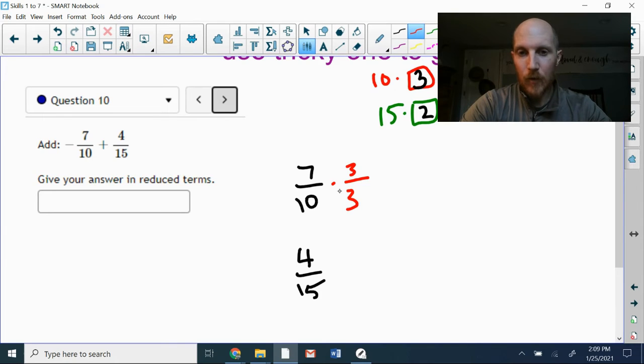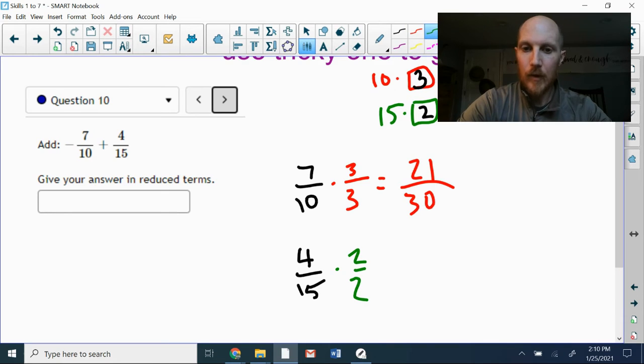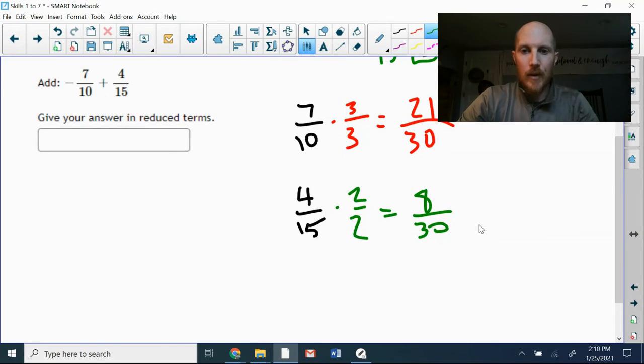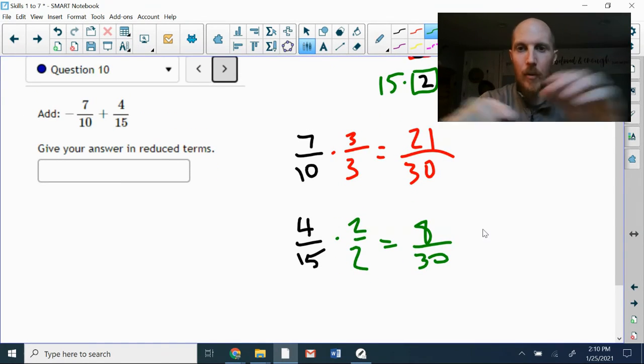So I'm going to multiply this first fraction by 3 over 3. And I'll just set these both up ahead of time. I'm going to multiply that second fraction by 2 over 2. So 7 times 3 is 21, a denominator of 30. And for the second fraction, 4 times 2 is 8. 15 times 2 is 30. So I'm going to add 21 over 30 plus, whoops, my mistake.